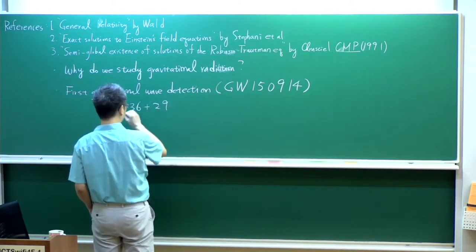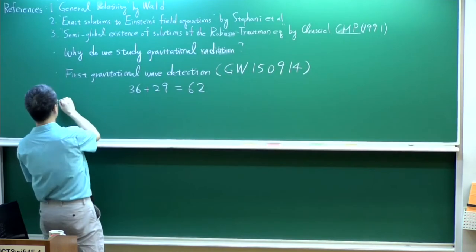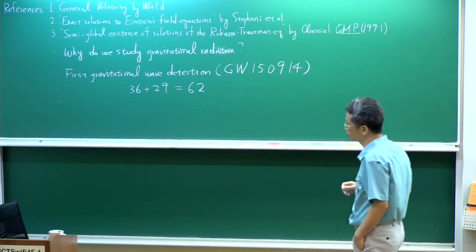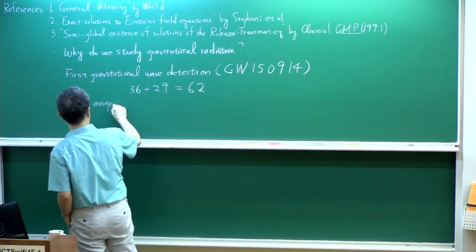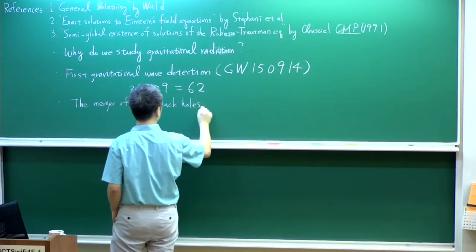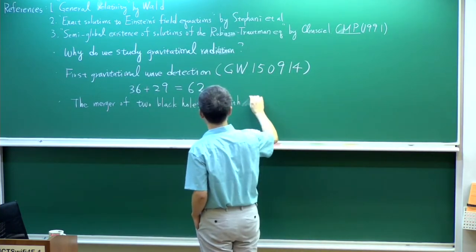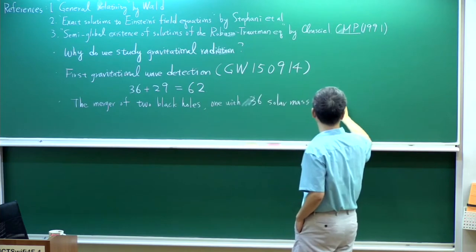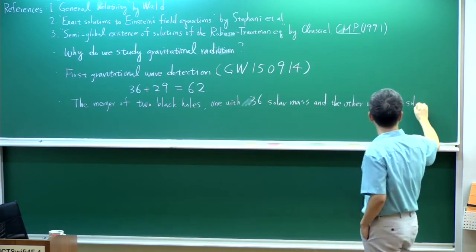And one mathematical formula you can pick up from this event is the following: 36 plus 29 is equal to 62. And what does that correspond to? It turns out this detection actually corresponds to the merger of two black holes, one with 36 solar mass and the other with 29 solar mass.